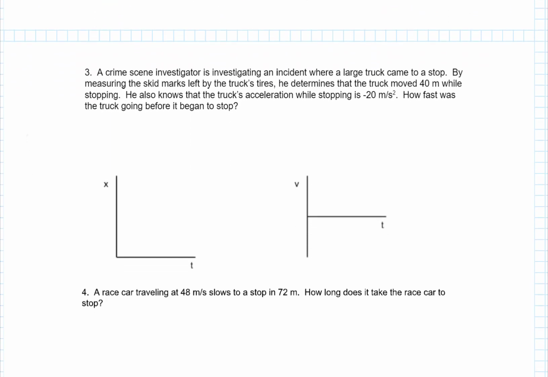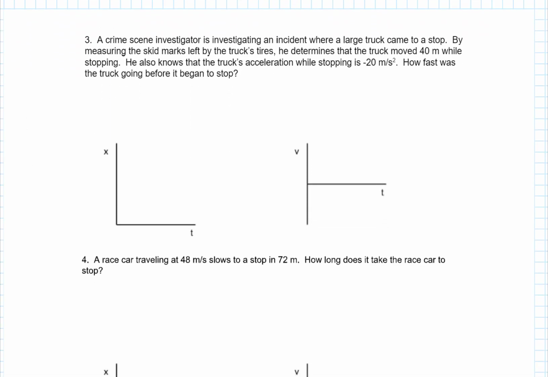All right, number 3, a crime scene investigator is looking at an incident where a truck skidded to a stop. So, came to a stop tells me something. That's my final velocity. By measuring the skid marks, he determines that the truck moved 40 meters while stopping. He also knows that the truck's acceleration is negative 20 meters per second squared. We want to know how fast the truck was moving before it came to a stop. So how fast was the truck moving before?